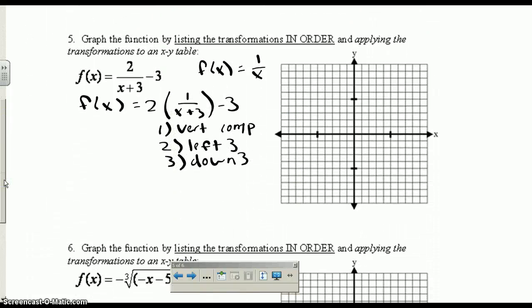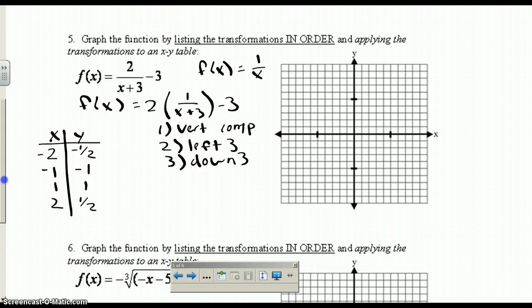Okay, so let's figure out some points here, some x and some y. -1, -1, 0, we don't have 1 there, so let's go negative 2, negative 1/2, negative 1, negative 1. We're going to go 1, 1, and 2, 1/2. Okay, because remember, at the reciprocal, x cannot equal 0. So the vertical compression, you've got to multiply all the y values by negative 2. So we get negative 1, negative 2, 2, and 1.